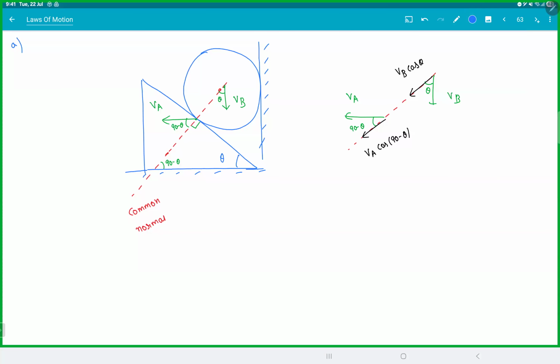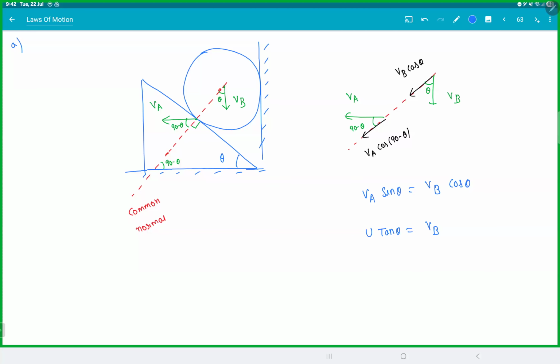Because if these two velocities are not the same, then either the ball will lose contact with the wedge or the ball will go into the wedge like this. Both are not acceptable. So we have VA cos(90 minus theta), which is VA sin theta, equal to VB cos theta. So VA is U and VB will be U tan theta. Whenever you pull the wedge with U to the left, the ball will come down with U tan theta. Is that clear, everyone?